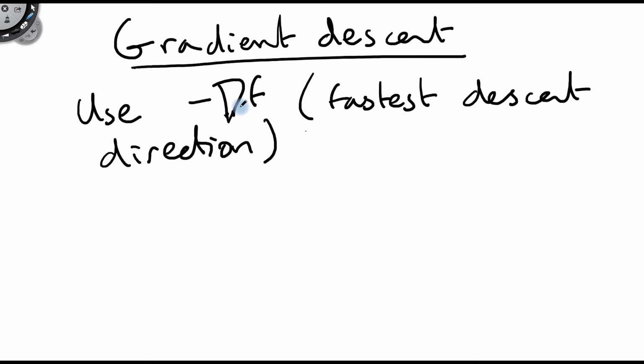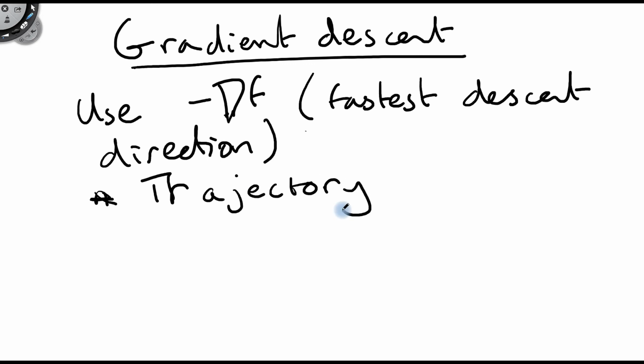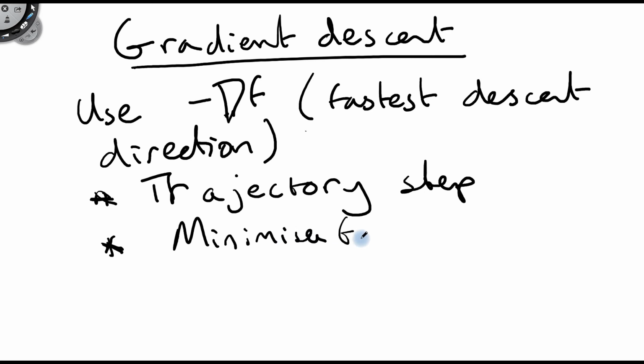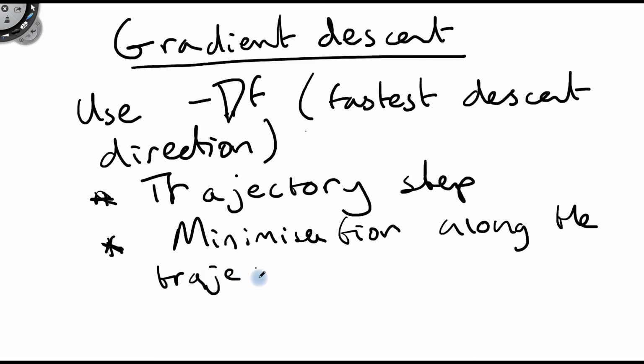And it has different steps. So we have a trajectory step, and we have a minimization along the trajectory. This is a key thing. We're going to just define a trajectory using minus grad f. Well, we've seen a bit of that. Then we do a minimization along the trajectory.